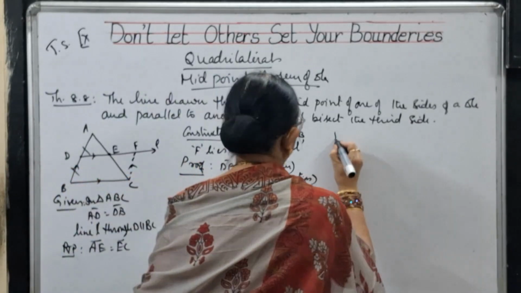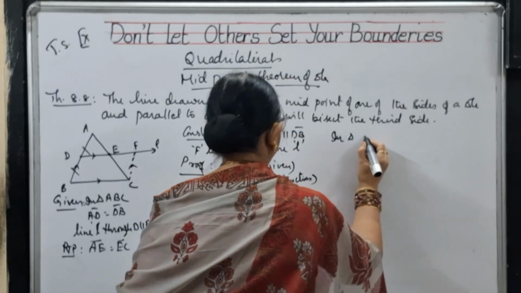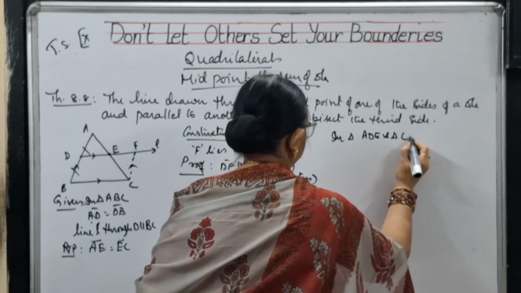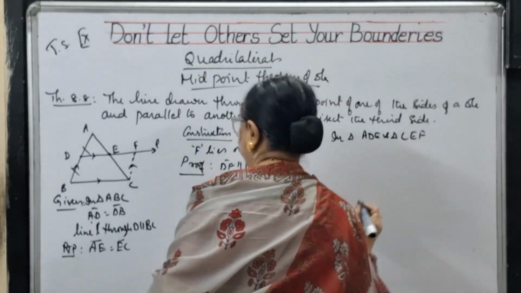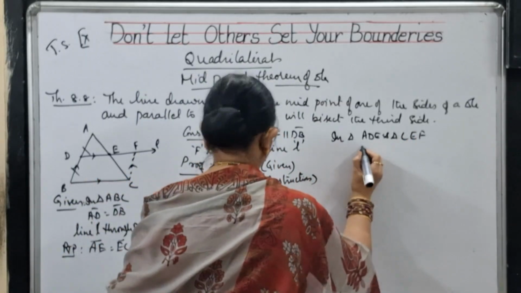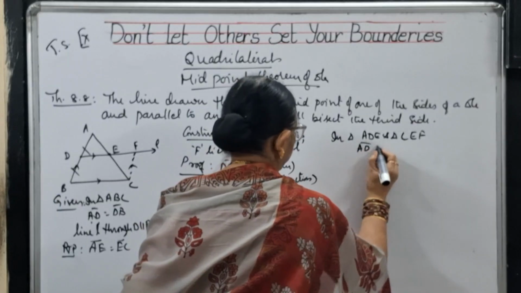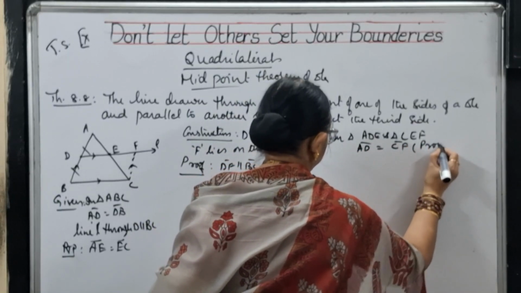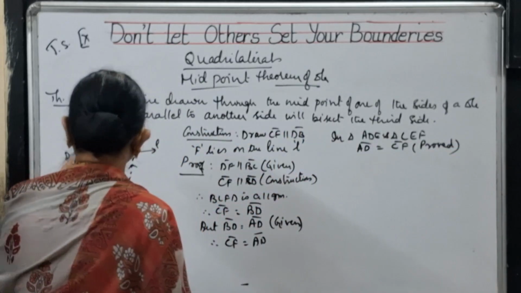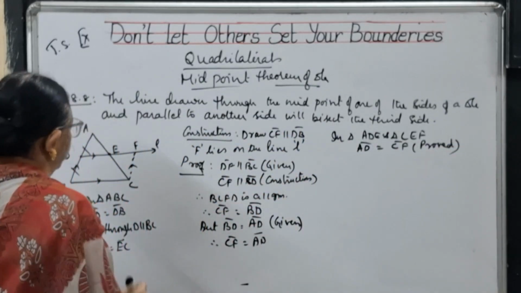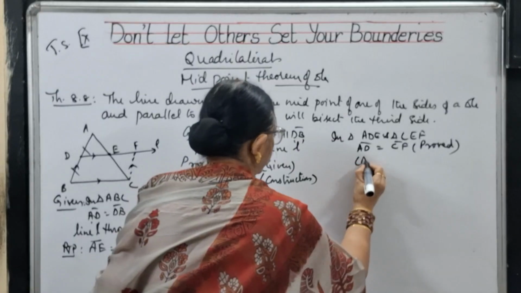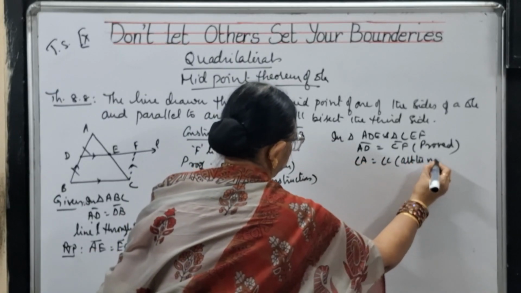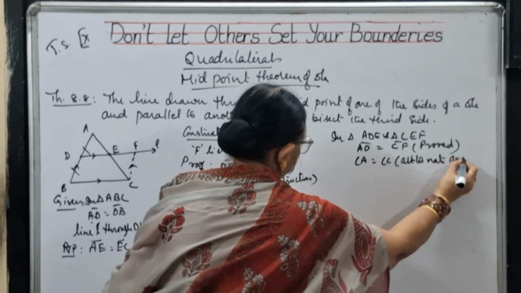Now go for triangles. In triangle ADE and triangle CEF, in these two triangles, just now we have proved that AD is equal to CF. We have proved AD is equal to CF. We have proved angle A is equal to angle C, alternate angles.